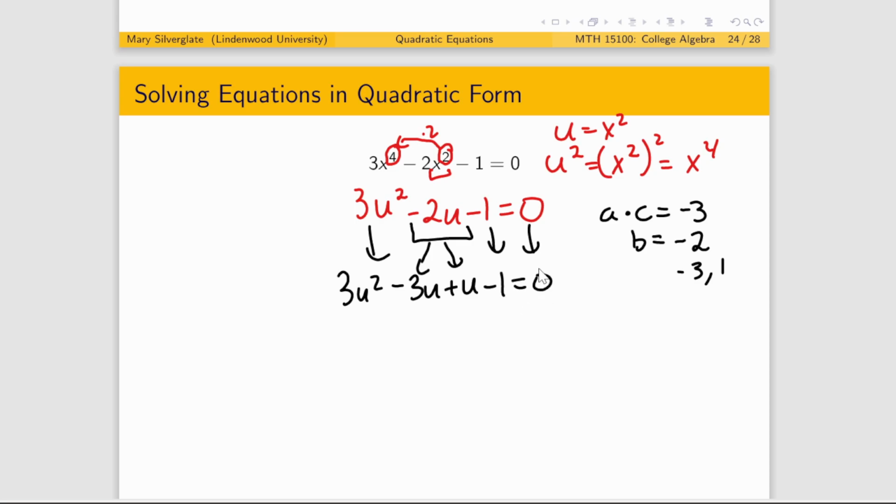Haven't changed the value of my problem. Then I'm just going to keep on factoring as normal. So I'm going to group these between 3u squared and negative 3u. Their greatest common factor is 3u.